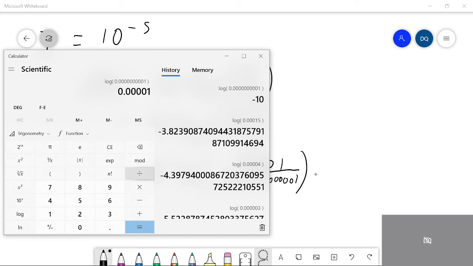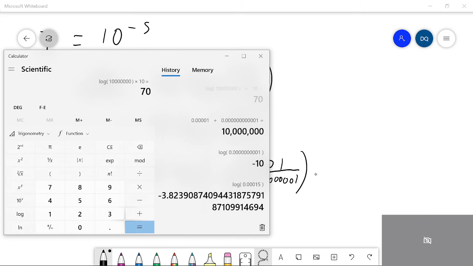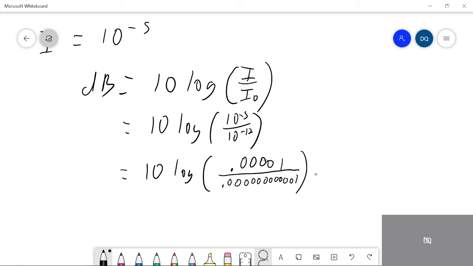So that's 10 to the minus 5. That's 10 to the minus 12. And when we divide them, we get 10,000. No, sorry, 10 million. Take the log of that. It gives us a 7. And then multiply it by 10 is going to give us a 70. So if you have a sound intensity of 10 to the minus 5, that is 70 decibels.